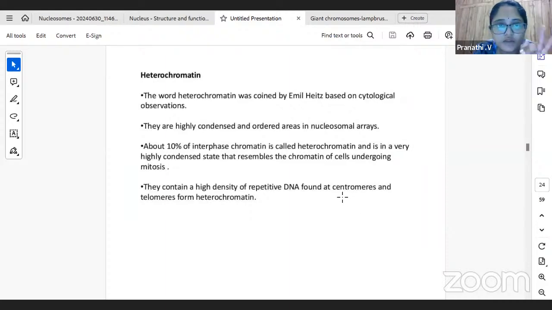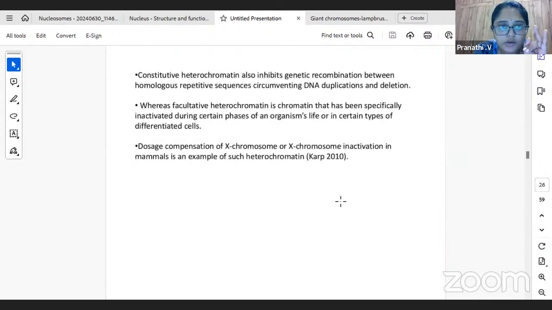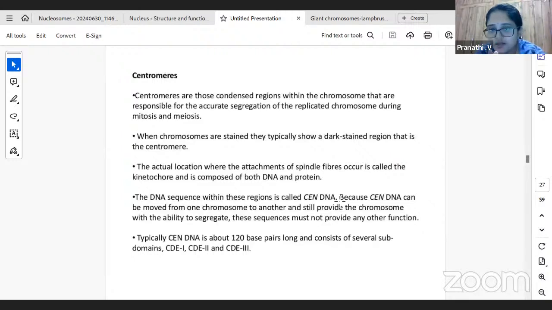We have seen heterochromatin, euchromatin. Now I'm going to talk about the centromeres. It is a condensed region, replicated during the chromosome cycle, important for accurate segregation of the chromosome during cell division, that is during mitosis and meiosis. The centromere is going to be darkly stained. Its actual location is the attachment of the spindle fibers, the kinetochore, composed of both DNA and protein.